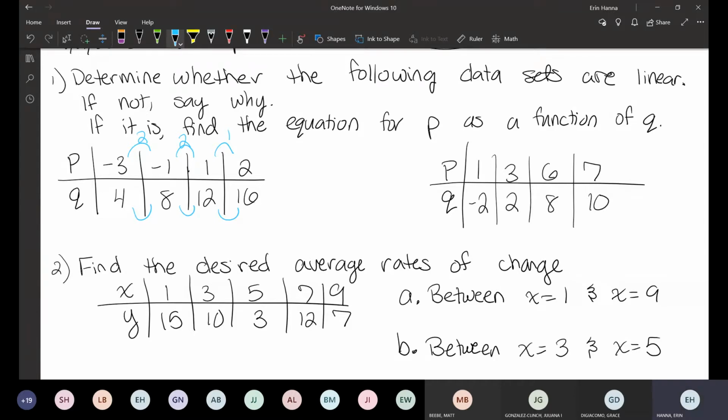Okay, good. So we increase by 2, and by 1. And then our Q values are increasing by 4, 4, and 4. So remember, we need the change in Q over change in P. So that would be 4 over 2 versus 4 over 2 versus 4 over 1. So since those first two reduced to 2, but this third one is still 4, those don't agree. So this is going to be not linear.